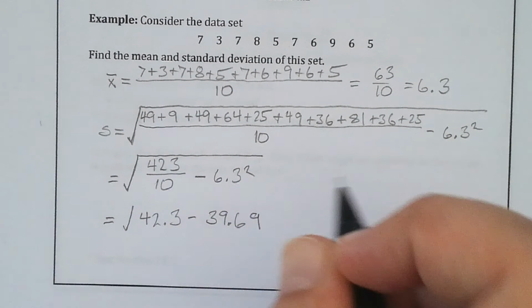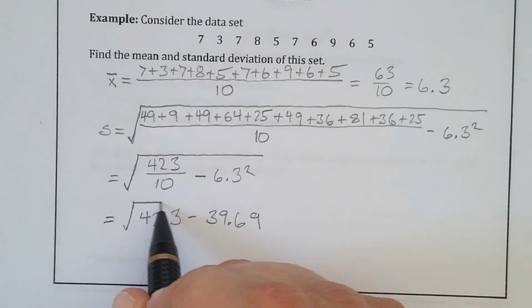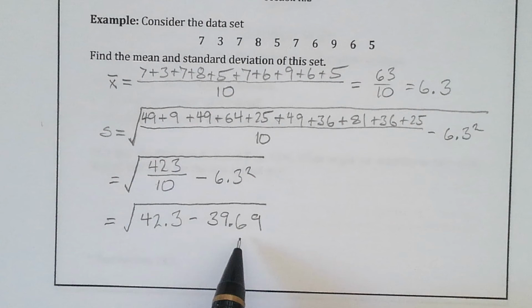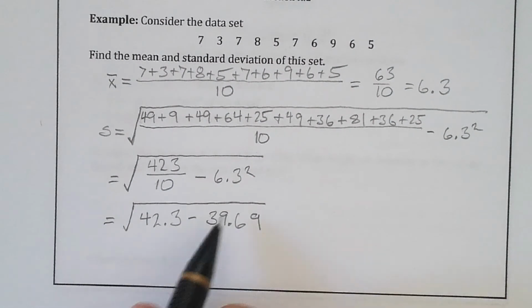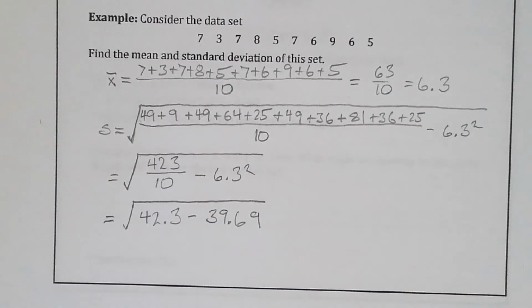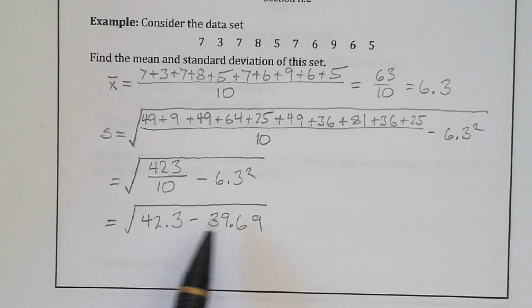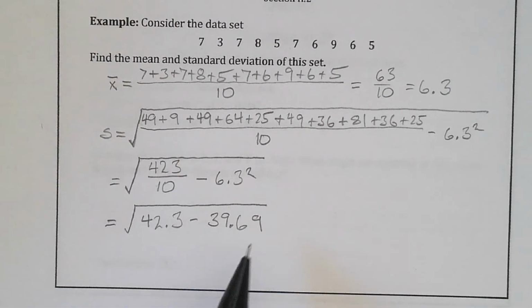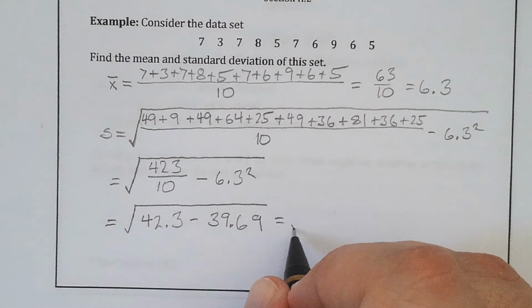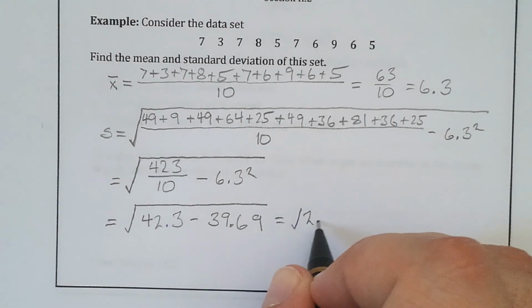And try to round as little as possible when you do this. When you square the mean, try to write at least a few decimal places. The square of the mean in this case happens to be exactly what I've written down. But if it's not exact, make it as exact as you can. Write a few decimal places. So I perform that difference, and I get the square root of 2.61.